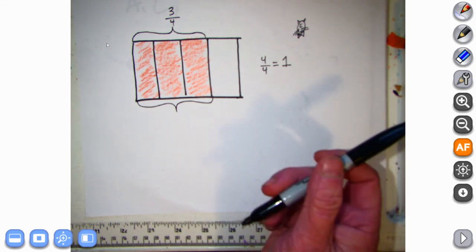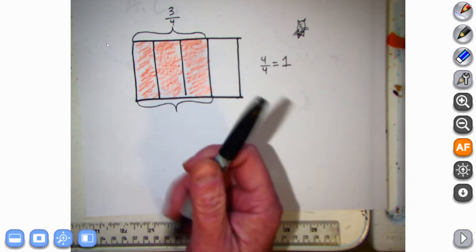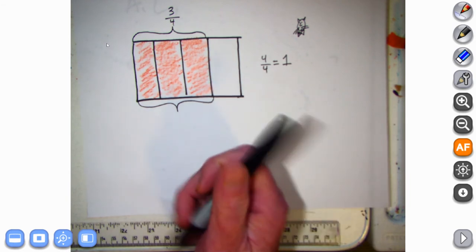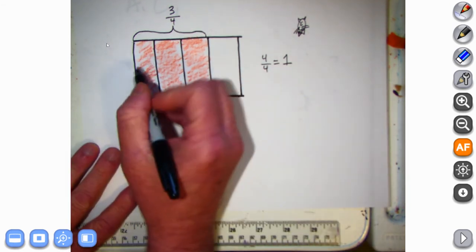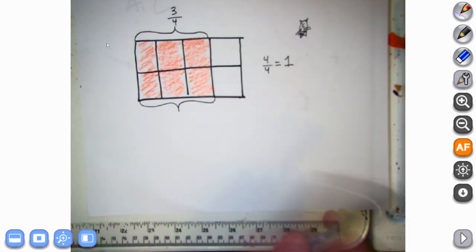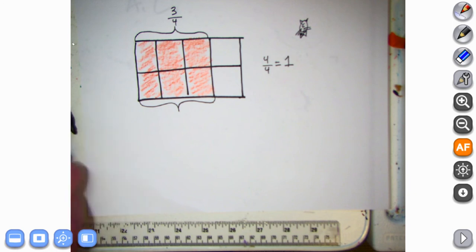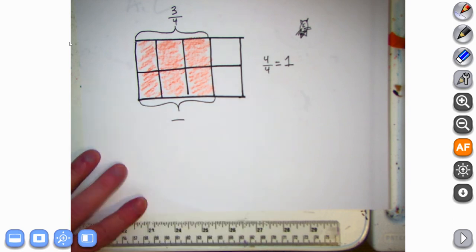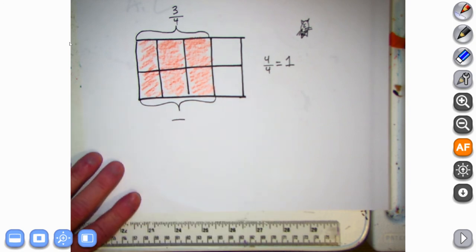So let's go ahead and cut that in half, okay? So what do we wind up with? I want you to think about that and write the fraction right down here. Okay, go right ahead whenever you're ready.